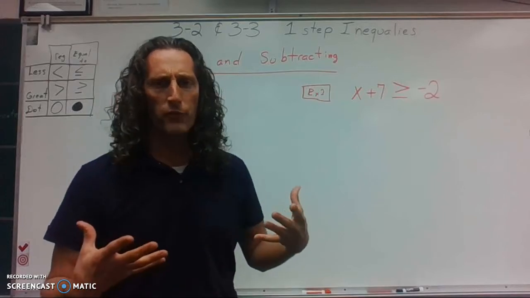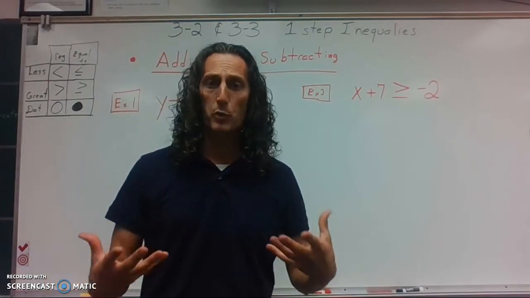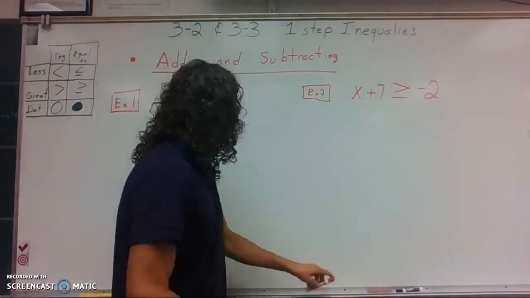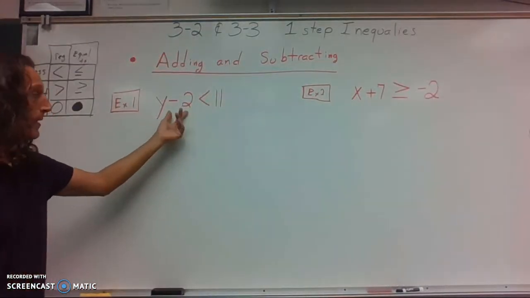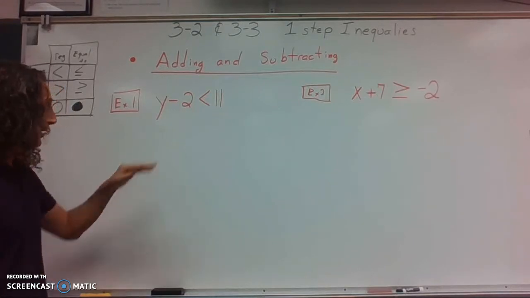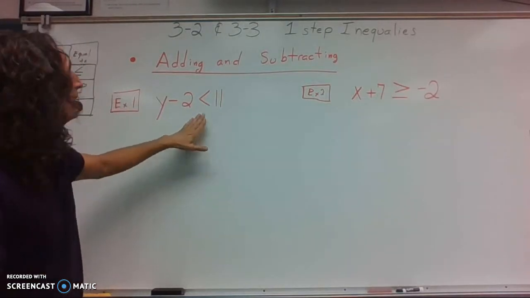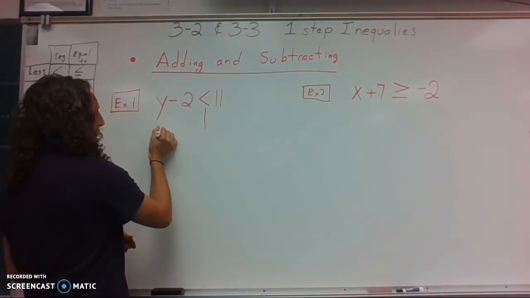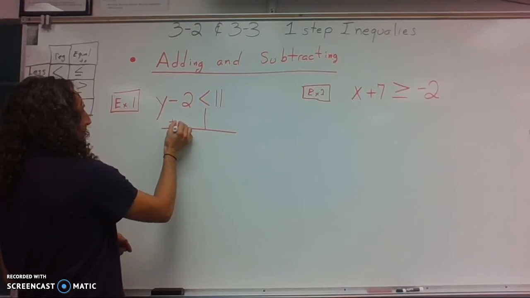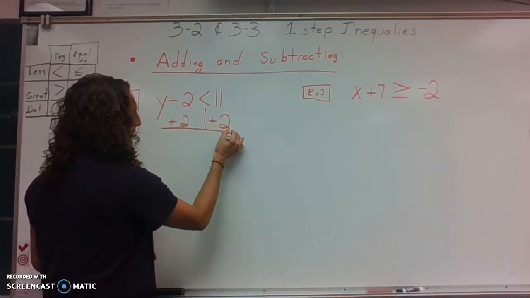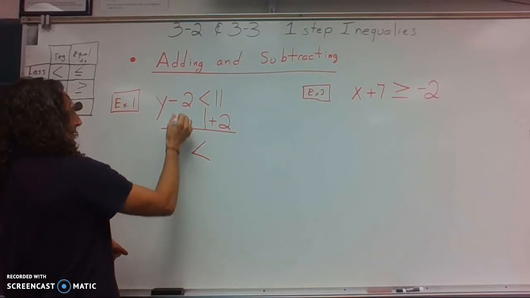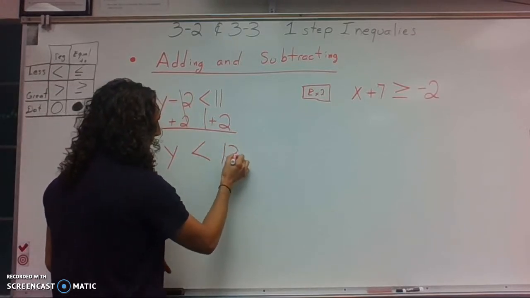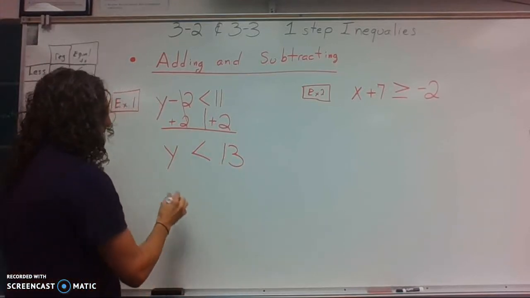So here's our first section, which is just going to be adding and subtracting inequalities. And it's just like adding and subtracting one-step equations. So over here, you can see I have y minus 2 is less than or equal to 11. So I just simply do the opposite. I just do my separation. I'm going to go plus 2, plus 2. These cancel. y is less than or equal to 13. Pretty straightforward. Let's do my graph.